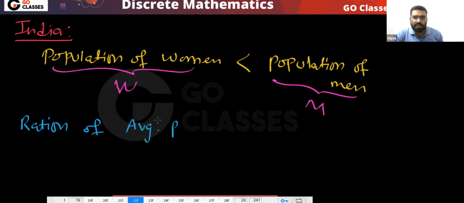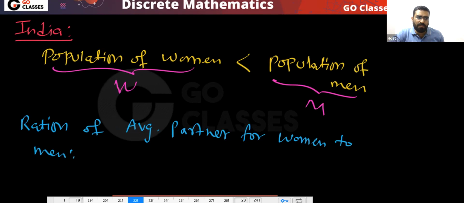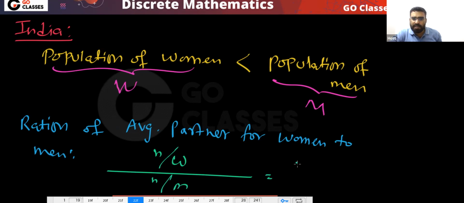Average number of partners, for women to men. So that will be what? Remember, these are the average number of partners for women, and these are the average number of partners for men. So that will basically be M divided by W. And because M is greater than W, this value will be greater than 1. This value will be 1 point something.